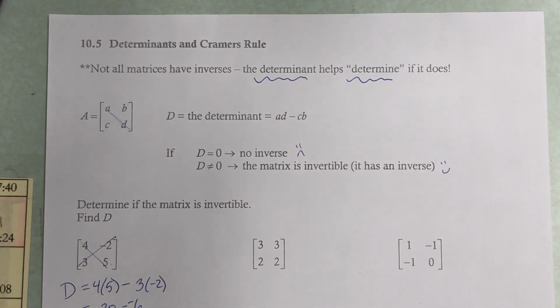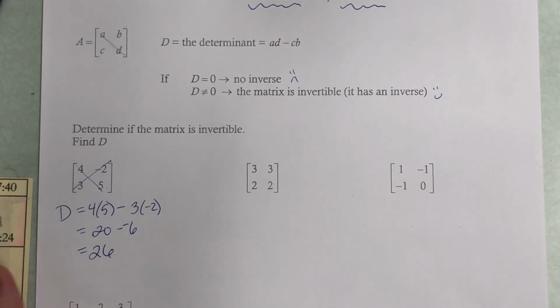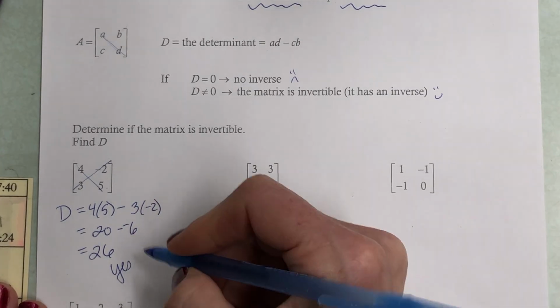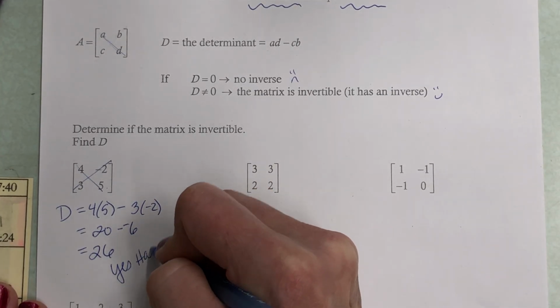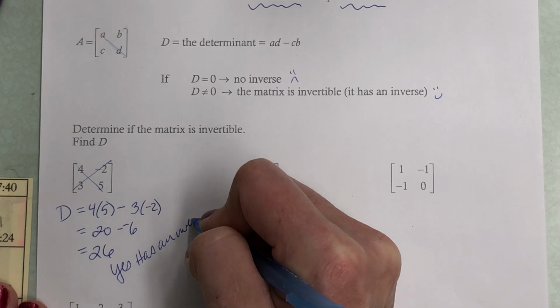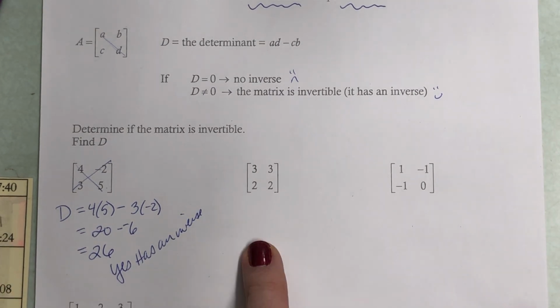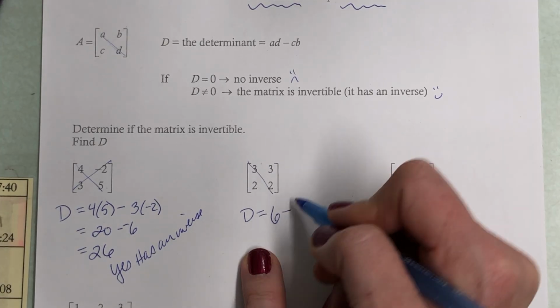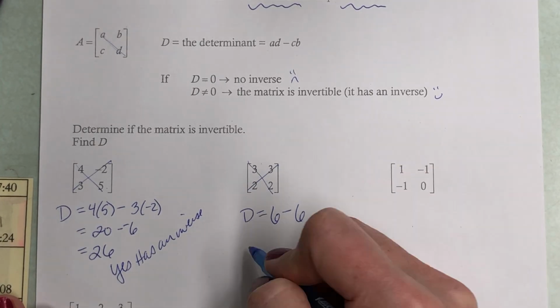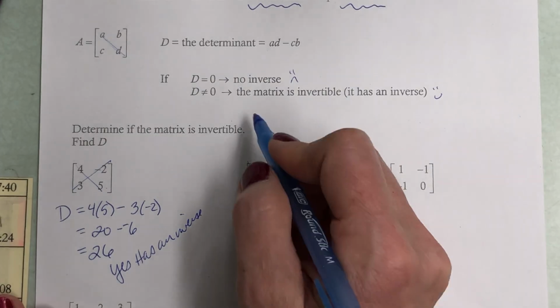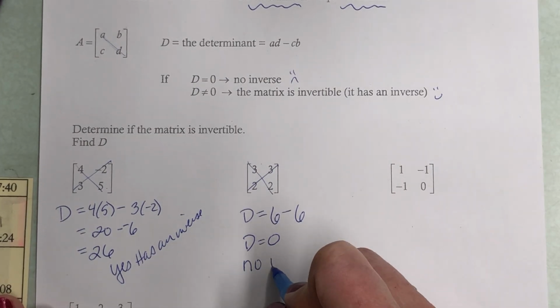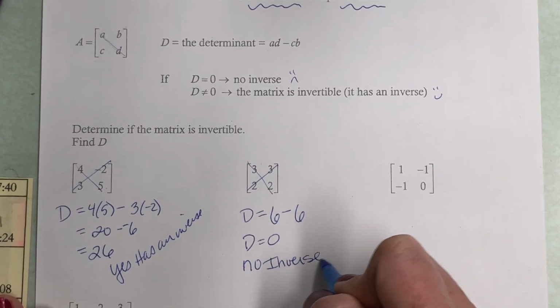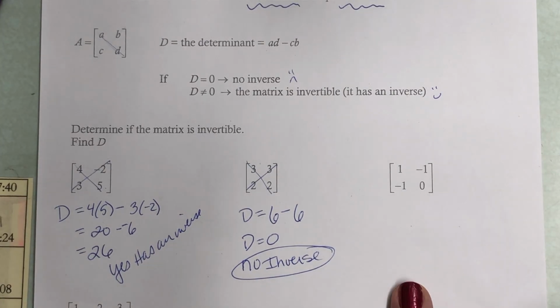So do I have an, oh gosh, you can't even see that on the paper. There you go. So do I have an inverse? Yes, yes we do. Yes, has an inverse. Okay, let's try the next one. So we'll cross multiply. Determinant is equal to 6 minus 6. Uh-oh, my determinant is equal to 0. So just like I said above, no inverse. Okay, no inverse. How about the third one?